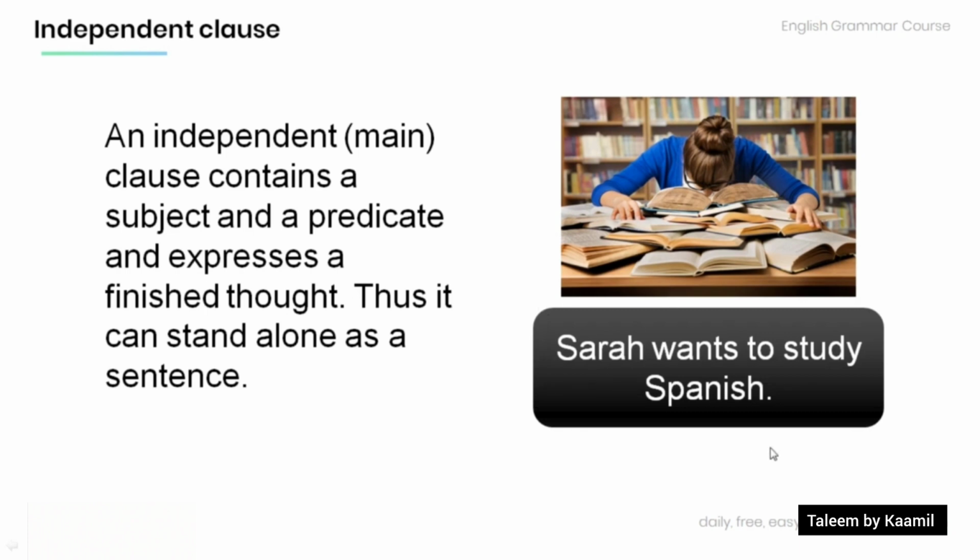Have a look at the example over here. Sarah wants to study Spanish. Now this is an independent or main clause, and note that it contains a subject and a predicate, and it expresses a finished thought. Also note that this sentence can stand alone.